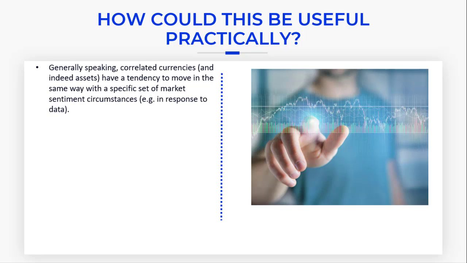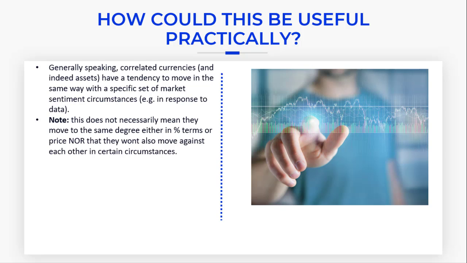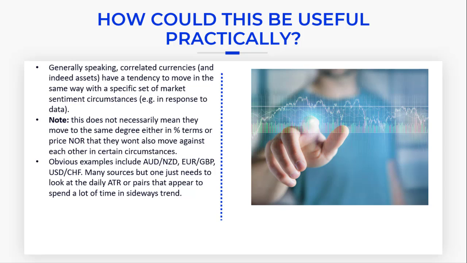Generally speaking, correlated currencies, and indeed correlated assets, have a tendency to move in the same way with a specific set of market sentiment circumstances, for example in response to data. It's an important note to say this doesn't necessarily mean they move to the same degree, either in percentage terms or price, nor that they won't also move against each other in certain circumstances. But examples that are fairly obvious would include the Aussie-Kiwi pair, or the Euro-GBP, or even the USD-Swiss franc.